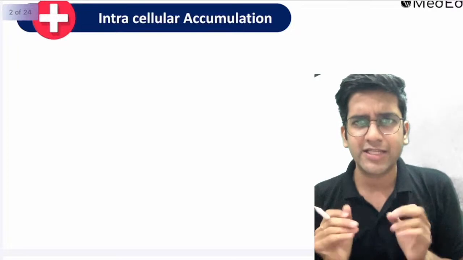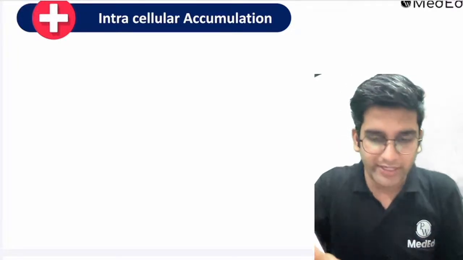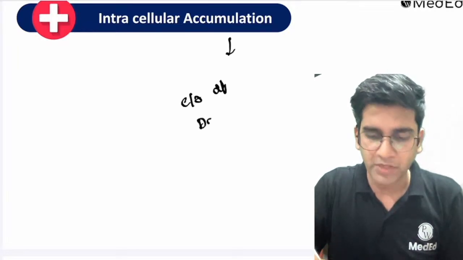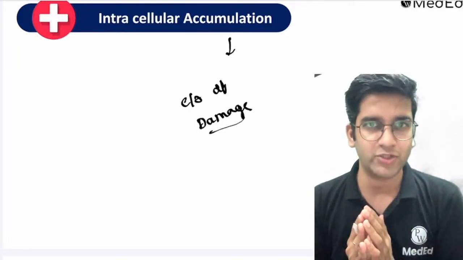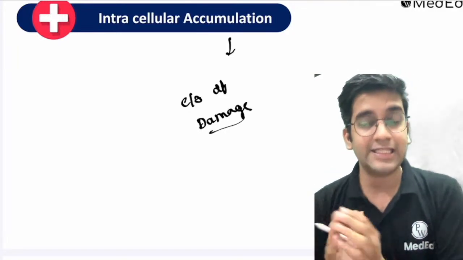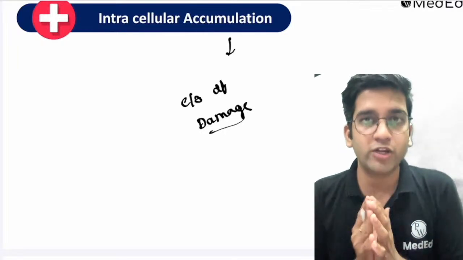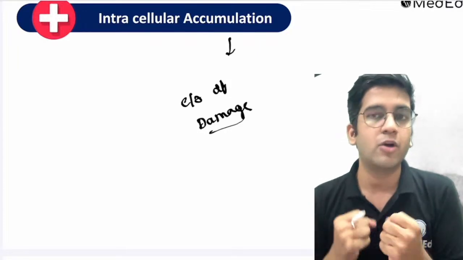Okay, so first thing is why I need an intracellular accumulation. The simple reason is I will not always get a tissue when there's a damage. So intracellular accumulation is nothing but an evidence of damage, be it necrosis, be it apoptosis, whatever it is, it's an evidence of damage, that's all. So by looking at this, I can say that there's probably a damage in the tissue, so it helps more for diagnosis.